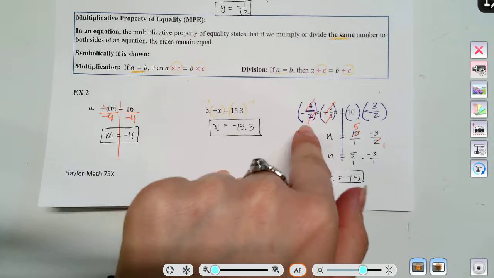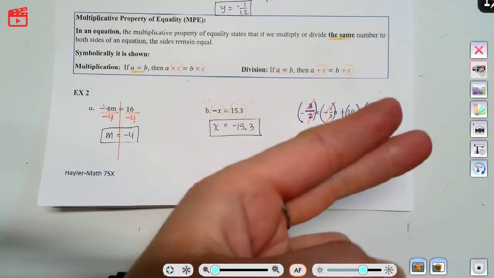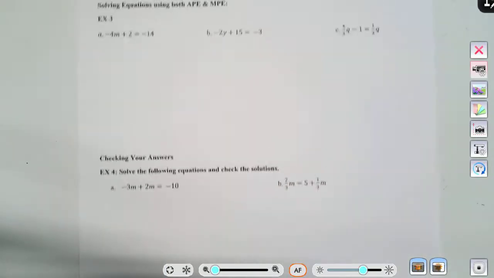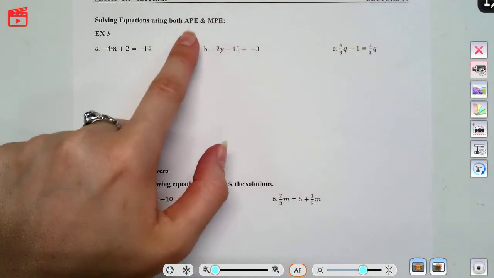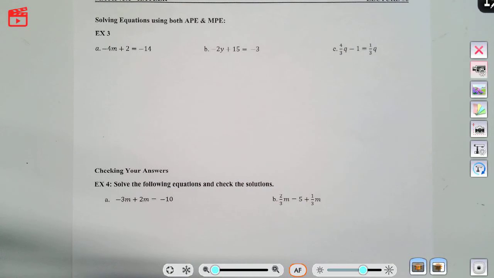All right, so that's a good trick to know. If you ever see that fraction, you just multiply by the reciprocal. So now we're going to look at problems that involve both the addition property and the multiplication property.